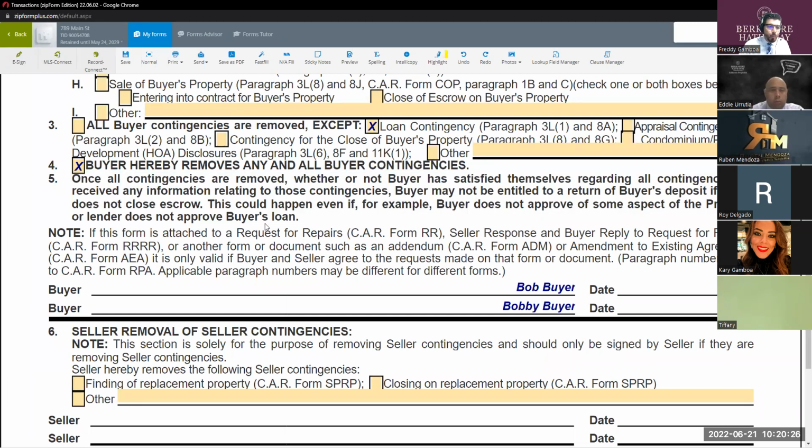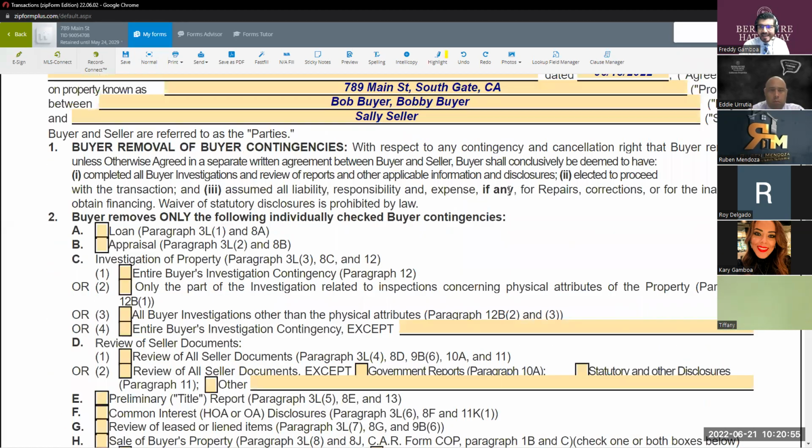Now, what if your buyer needs time to extend their contingencies? They can't just play dumb and say, you know what, I'll get it by tomorrow, the buyer has not obtained the loan approval yet. No. There are proper ways and proper protocols to follow to extend a contingency, and there's also a form for that. That CAR form is CAR form ETA.